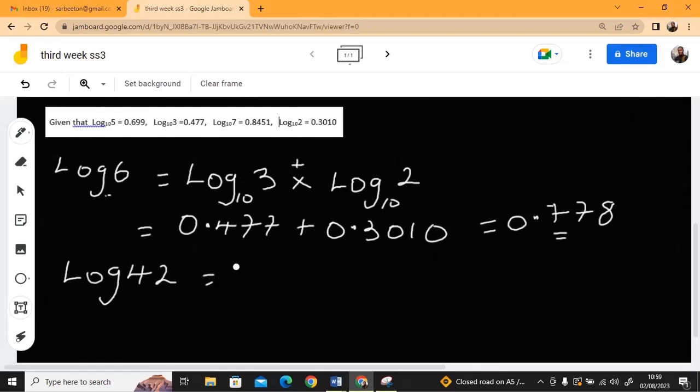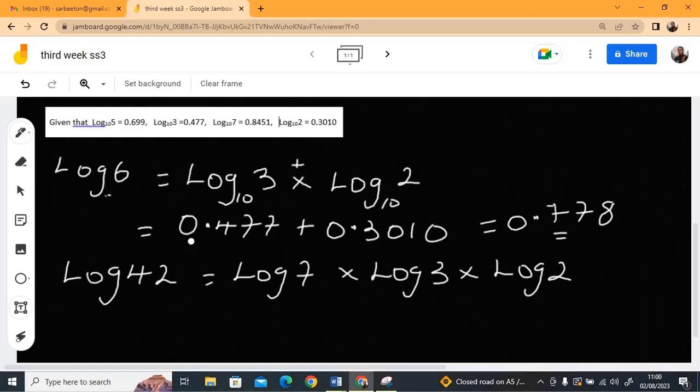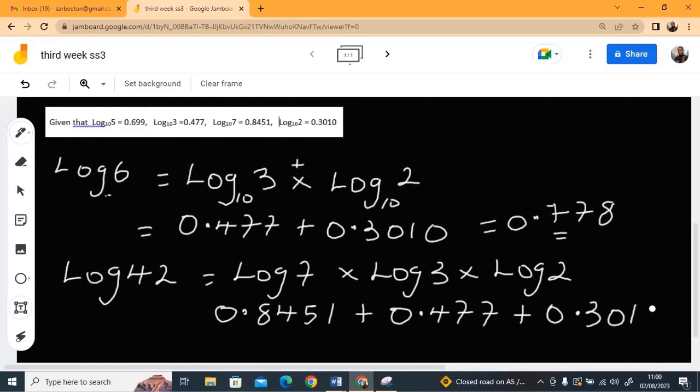So you can rewrite this thing as log 7 plus log 3 plus log 2. Note that the base is just 10, no problem. So log 7, when you check, is 0.8451. Plus log 3, when you check log 3 here, is 0.477. Plus log 2, when you check, is 0.3010.